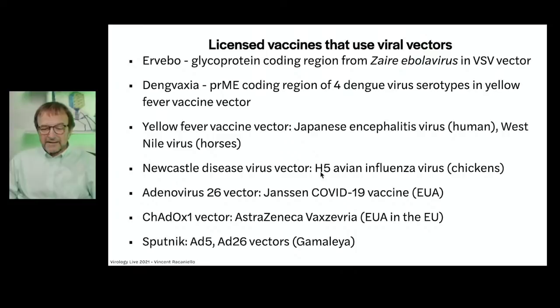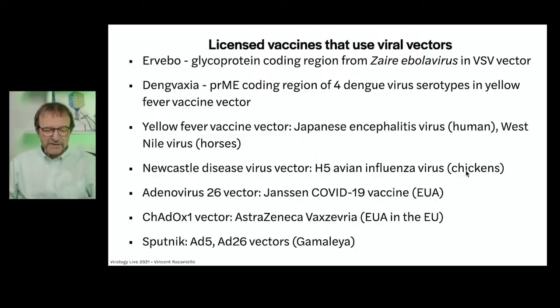A vaccine against highly pathogenic H5 avian influenza virus has been produced in the Newcastle disease virus vector. This is for chickens, in places where they're at risk for avian influenza, which can kill many chickens. This has the dual effect of immunizing the chickens both against Newcastle disease, which is a chicken pathogen, and avian influenza. So it's really cool. You do both at once.